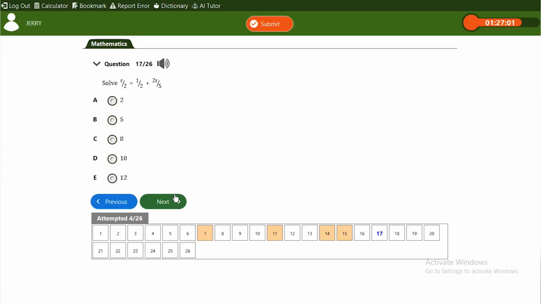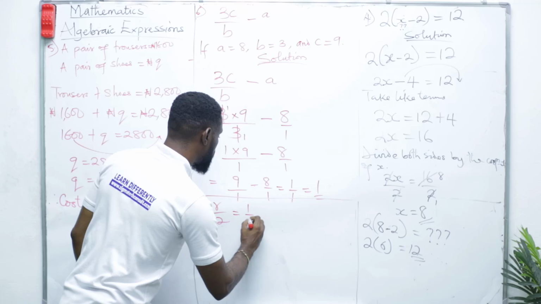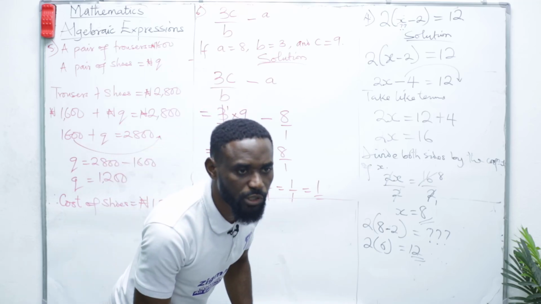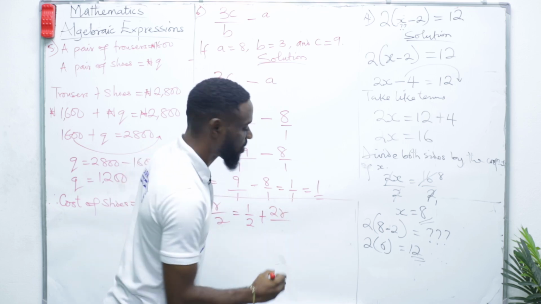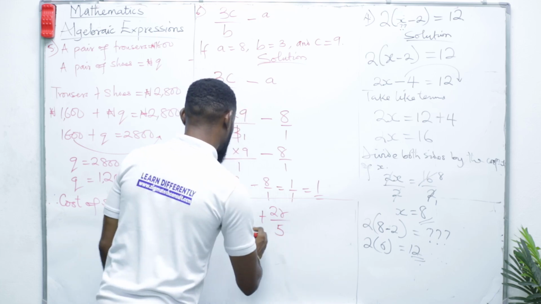Okay, I think we can also solve this. Let's solve this since it's also an algebraic linear equation. Okay, let's see, and they are all in fraction form. So let's see. That is interesting. Let's look at that particular one. The question says r over 2 is equal to 1 over 2 plus 2r over 5. Okay, so let's look at the solution of this.